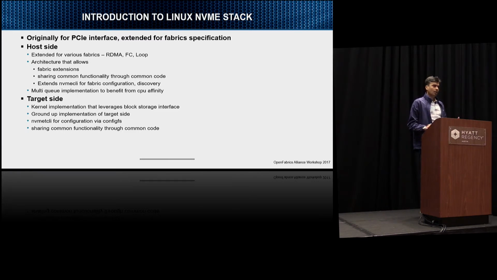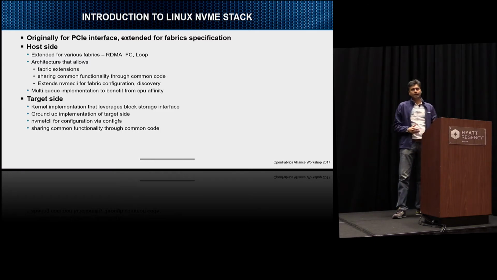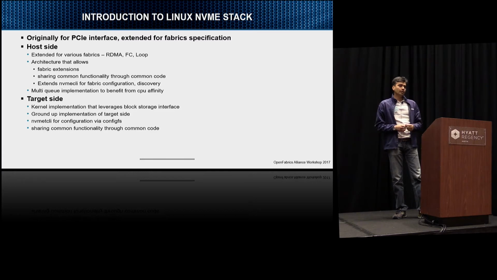On the host side, we have three transports available to be usable: RDMA, including all the variants of RDMA, Fibre Channel, and then we have a loop transport as well, to test and see the performance through the Fabric common piece of software. On the host side, all of this is accessible through the NVMe CLI. NVMe CLI works across PCIe as well as the Fabric for discovery, connection establishment, or discovering the namespace, as well as disconnecting them.